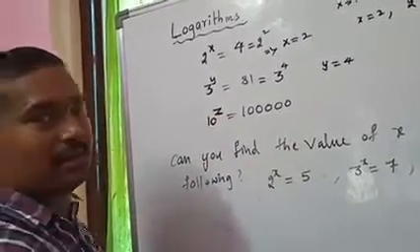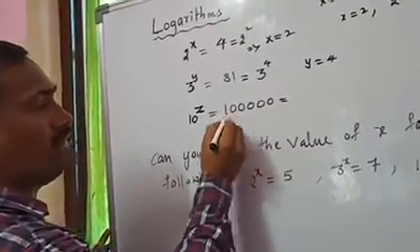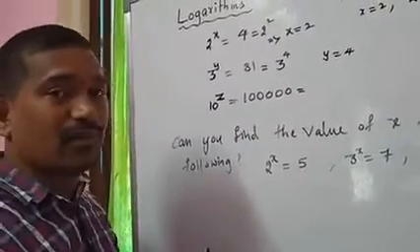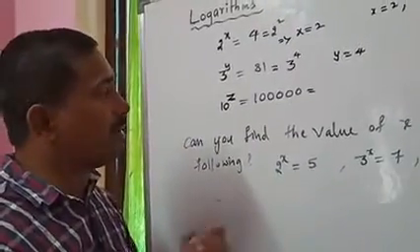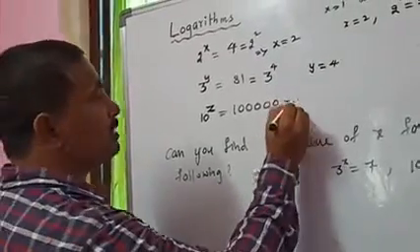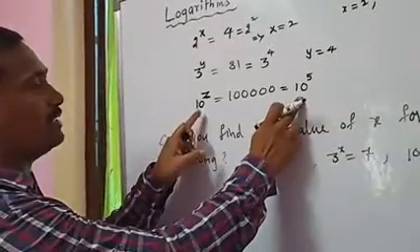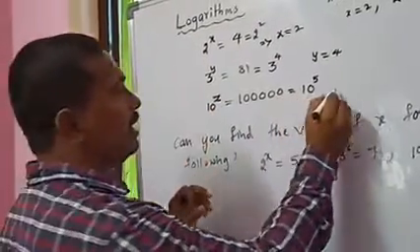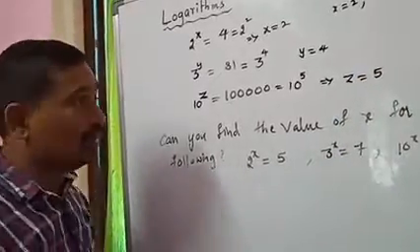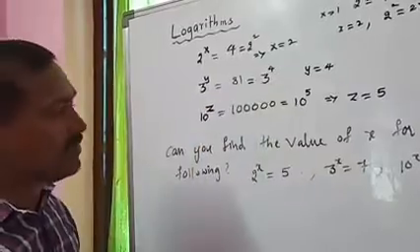Now here, 10 power z equal to 1 lakh. So how many zeros does 1 lakh have? 1, 2, 3, 4, 5. So this can be written as 10 multiplied 5 times, 10 into 10 into 10, 5 times. So this can be written as 10 power 5. Now compare these two. So what is the z value? z equal to 5. So with this type of problems, we are finding the values.